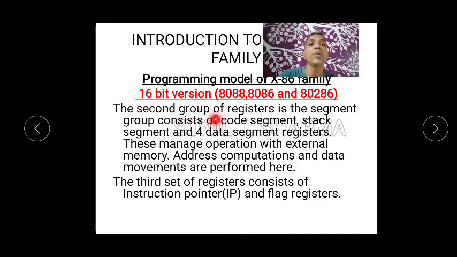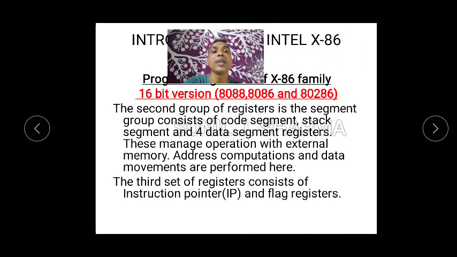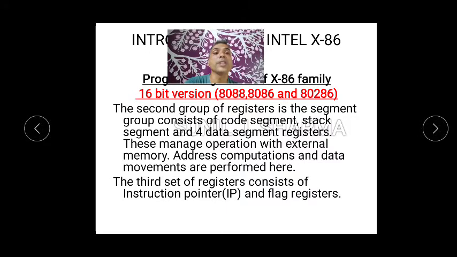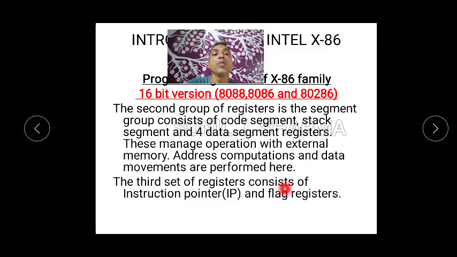The second group of registers is the segment group, which consists of the code segment, stack segment and 4 data segment registers. These manage operations with external memory, address computations and data movement are performed here. As I was telling you, it is almost the same as the 16-bit, the middle group of registers, that is data segment and segment registers are the same. The third group consists of the instruction pointer and flag registers.